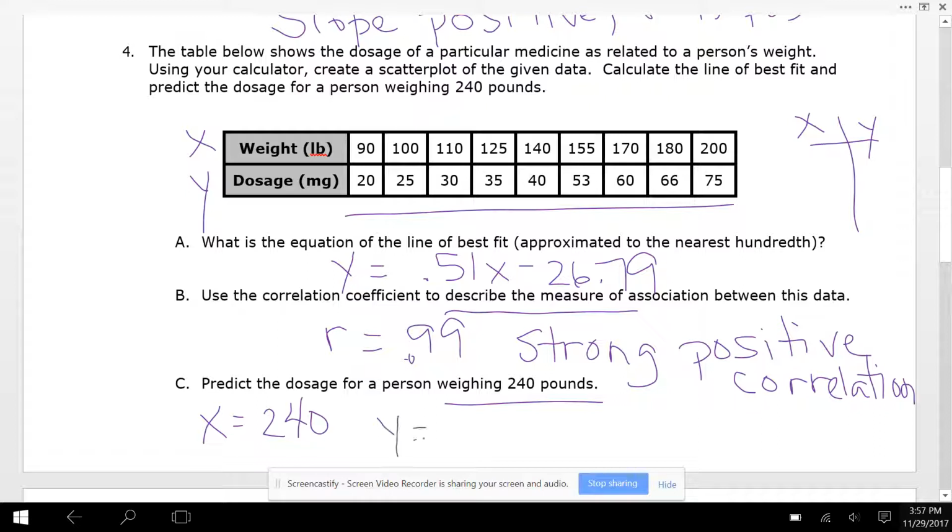So Y is equal to 0.51X minus 26.79. And Y equals somewhere around 95.12. Oops, 0.12 milligrams.